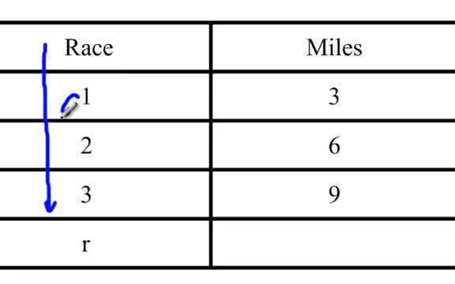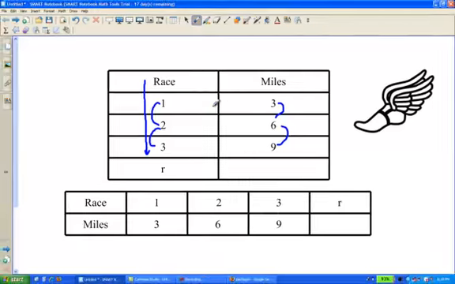So yes, this is going up by 1, and this is going up by 3 each time. But that's not what I'm trying to get at. I'm trying to compare how these things change, how races and miles change. So how do we get from 1 to 3? Well, we could add 2. If we add 2 though, 2 plus 2 doesn't equal 6.